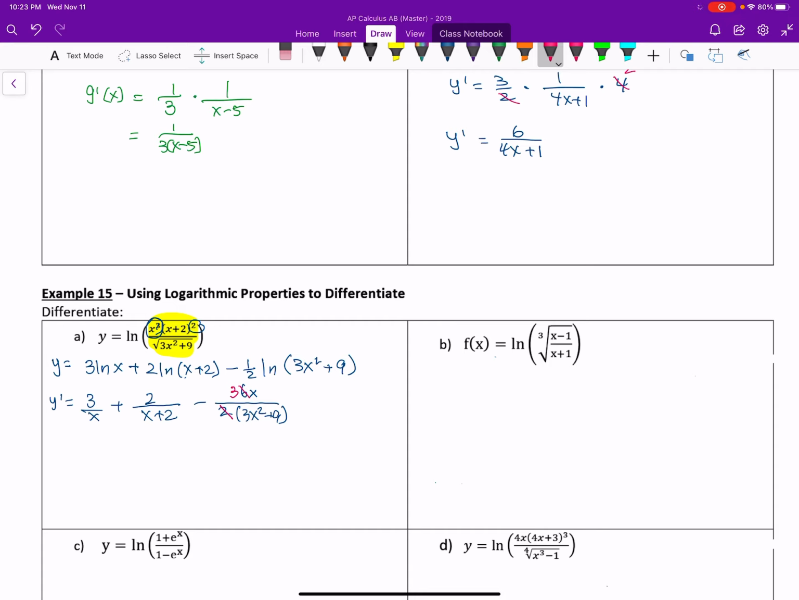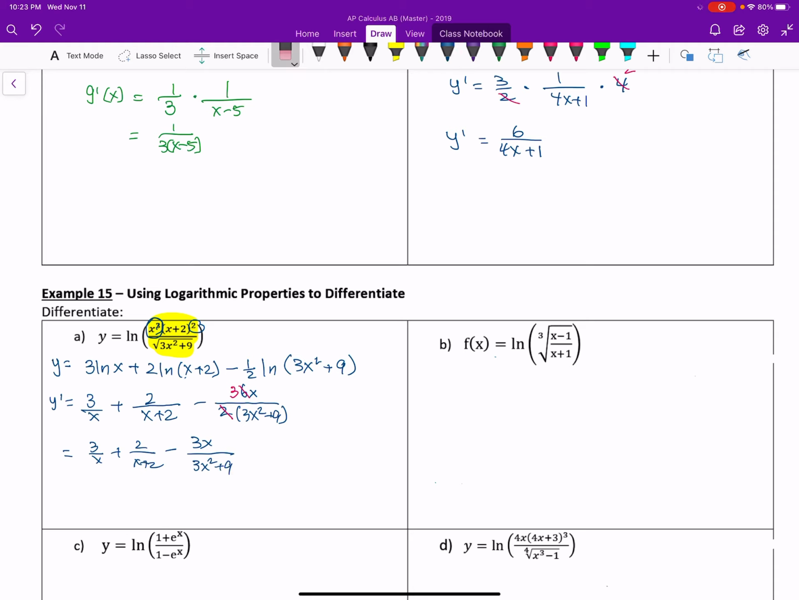If I needed to figure out where the derivative was equal to 0, then I might have to get a common denominator and do that. But the directions here is not saying that. Maybe I should just polish it off a little bit and say, okay, it's 3 over x plus 2 over x plus 2 minus 3x over 3x squared plus 9.